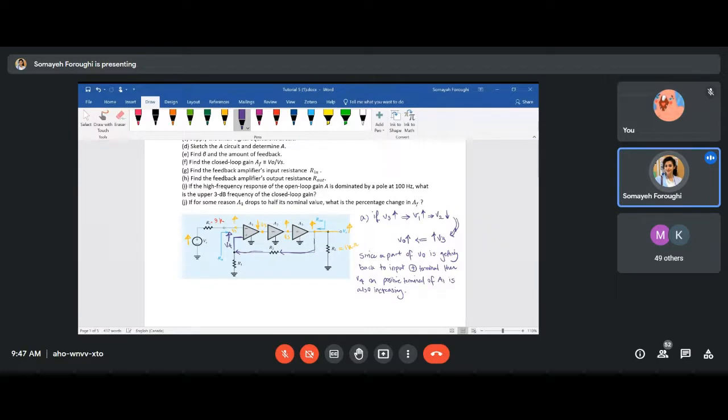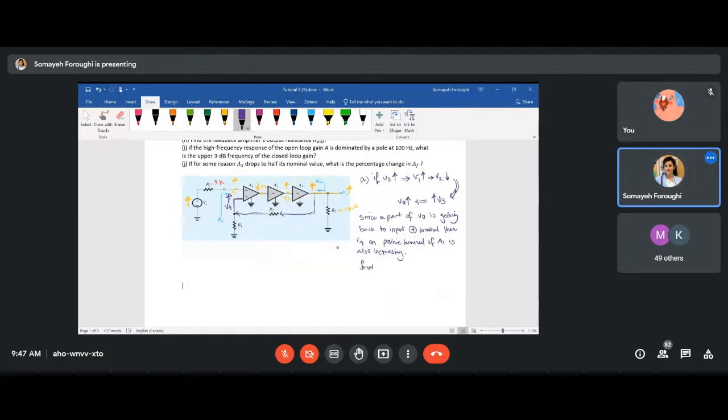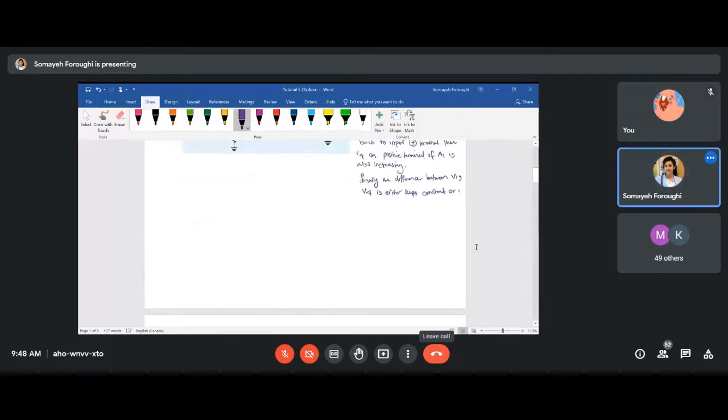Okay, then this is also increasing. And what is the result? It means the difference, so finally, the difference between V1 and V4 is either kept constant or it's decreasing, which verifies the negative feedback.